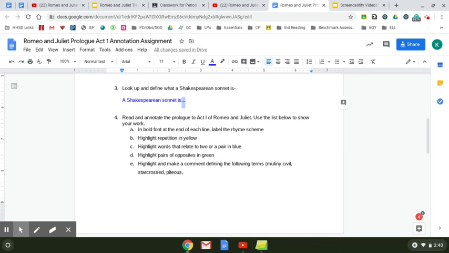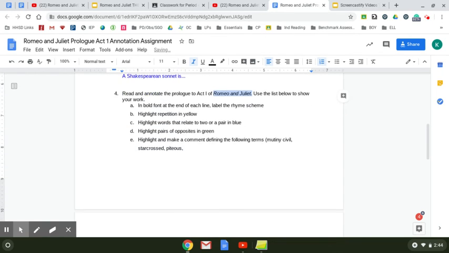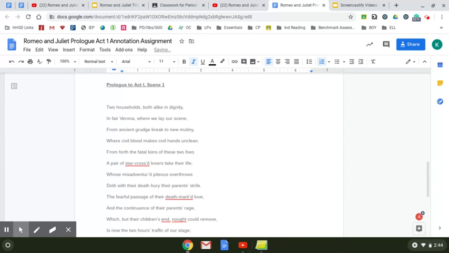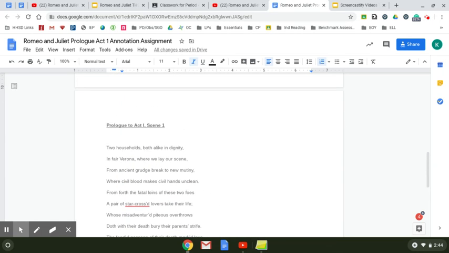Now you're going to read and annotate the prologue to Act 1 of Romeo and Juliet. It asks you to use the list below to show your work. Here's the list of what you're annotating, and here's the prologue. And it's in a little bit lighter font so that it's a little different.